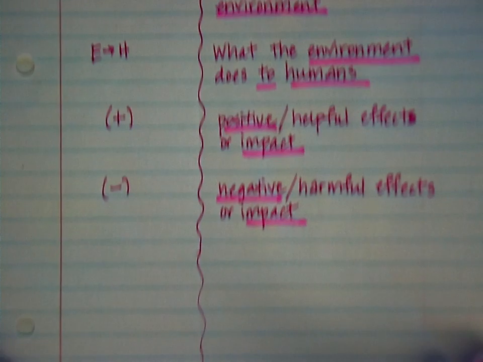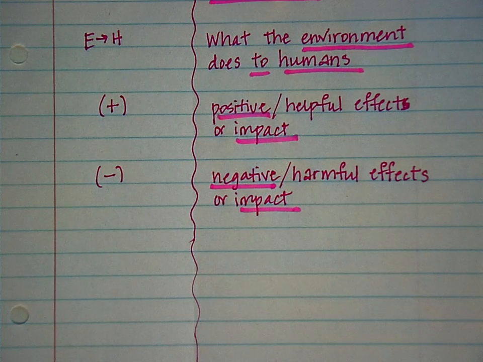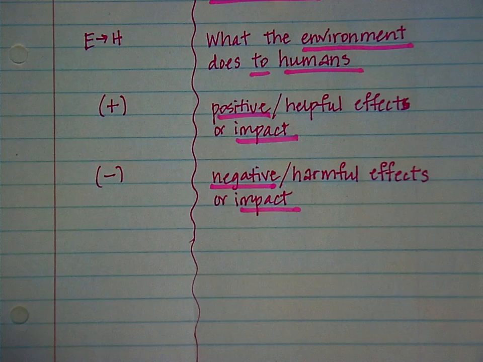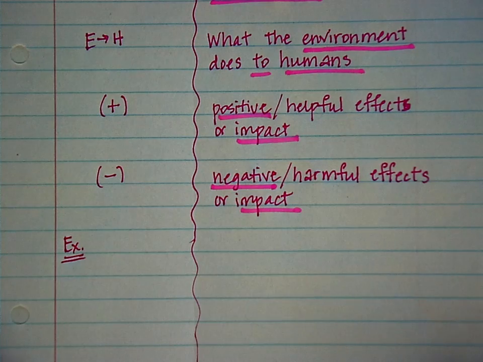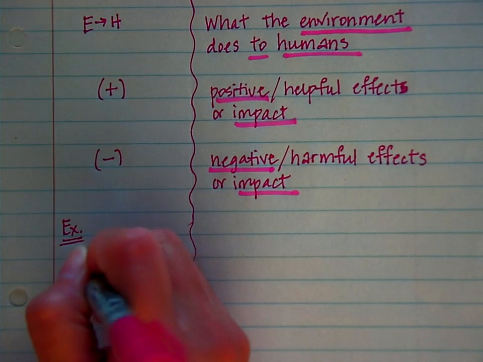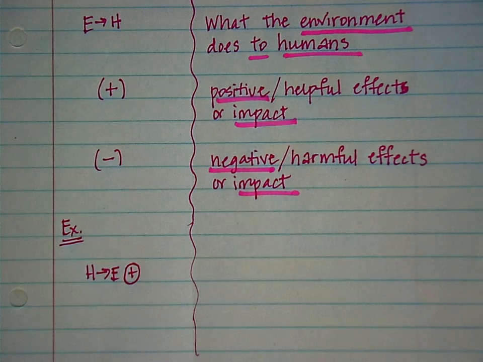And now what we're going to do is I'm going to have you brainstorm some positive or negative effects for H to E and E to H. So on the left-hand side, let's go ahead and write EX, for example. And then let's go ahead and write on the left-hand side, H to E positive. So what we're looking at here is what humans do to the environment that is positive or helpful. Now I'd like you to pause the video here and draw at least two examples of H to E positive. And I do want you to write a brief explanation so that I do know what you're talking about in your drawing.